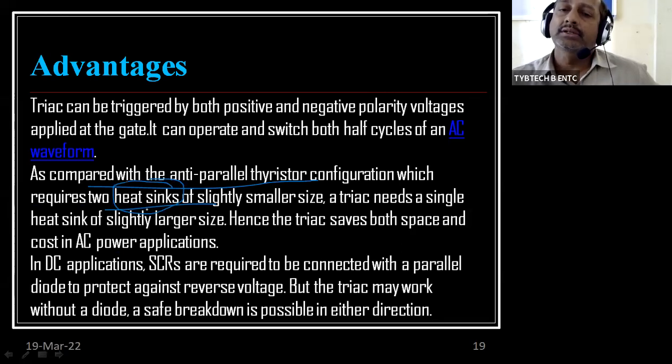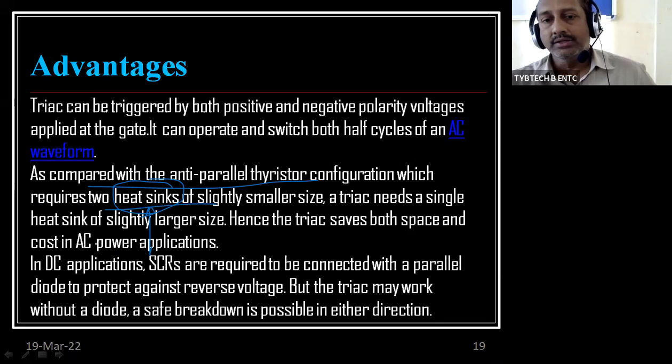So has anyone heard this word heat sink? Okay, what is it? Heat sink. Write down heat sink somewhere. In the last session also I think I showed one diagram and showed what this metal part is. So this is what we are going to discuss in the next unit.